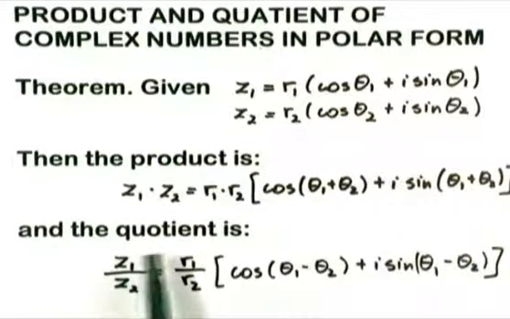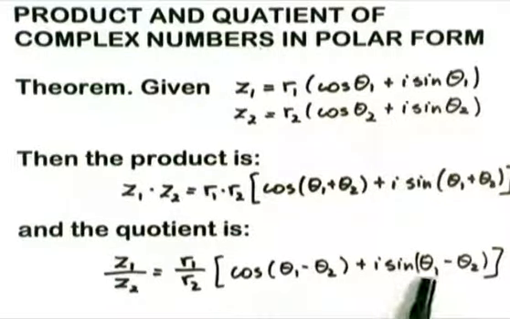And the quotient, the division of two complex numbers in polar form, we divide the r's, and we subtract the thetas: cos (theta 1 minus theta 2) plus i sine (theta 1 minus theta 2).